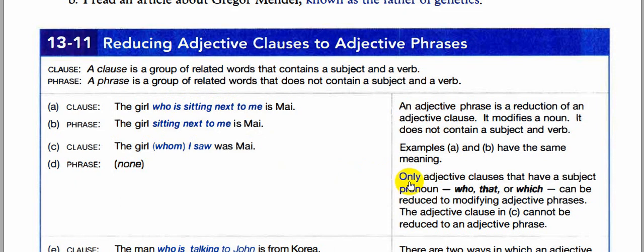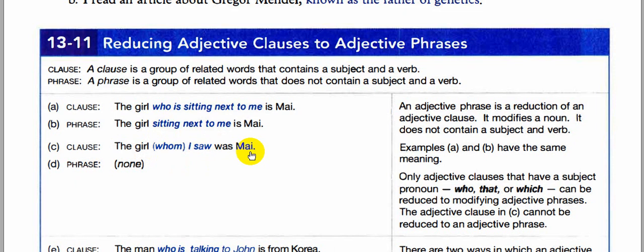Only adjective clauses that have a subject pronoun. Again, I must have a relative pronoun whose function is subject in order to do the reduction. If it is an object, you can't. Notice here they are placing whom between brackets. Why? Because we mentioned this before. We said if the relative pronoun is an object, you can use it or you can delete it. It's okay to say the girl whom I saw was my, or the girl I saw was my.